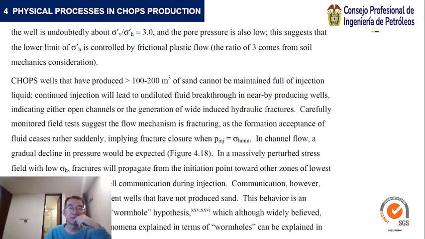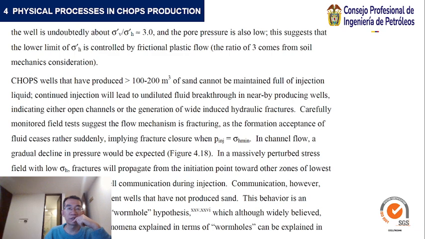CHOPS wells that have produced above 100 to 200 of sand cannot be maintained full of injection liquid. Continued injection will lead to undiluted fluid breakthrough in nearby producing wells, indicating either open channels or the generation of wide induced hydraulic fractures.